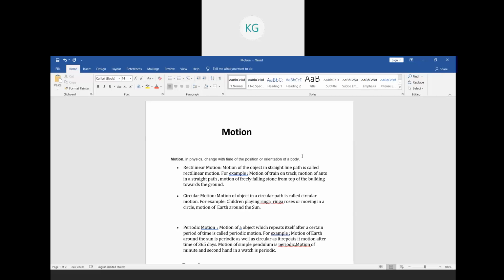If an object is changing its direction or is changing its position with respect to time. Suppose at 12 a.m. the car is in Delhi and about 2 p.m. the car is in Chandigarh. Okay, that is the motion. Or it can be for a small time. Okay.